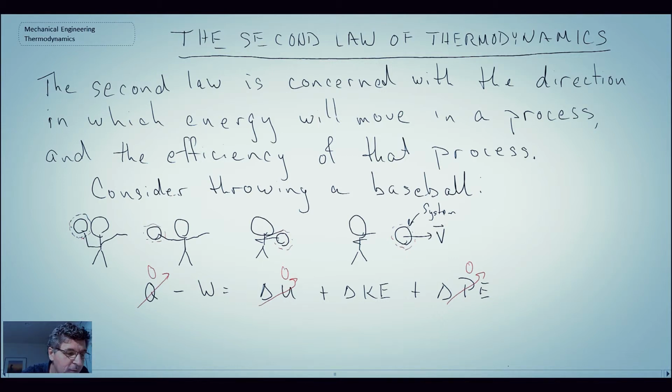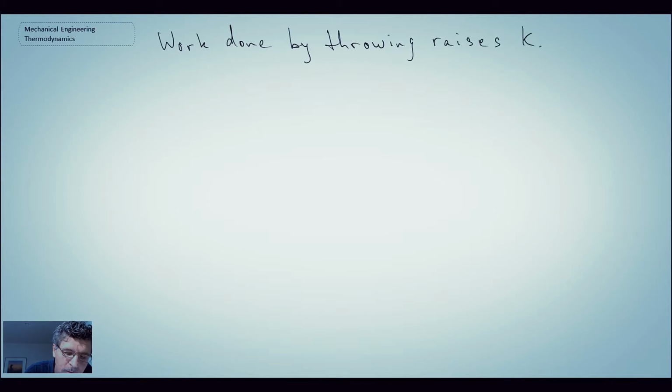So what that leaves us with for the first law is the following expression. We can write that the work done on the system is equal to the change in the kinetic energy. So the work done by throwing the ball raises the kinetic energy. With that, why does the baseball slow down after we've thrown it?